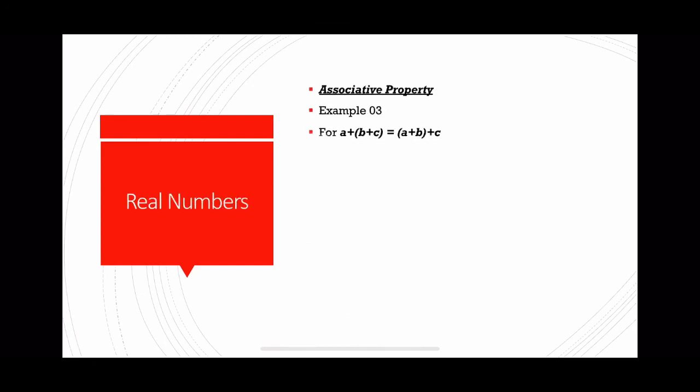For example number 3, we have 4 plus (5 plus 7) is equal to (4 plus 5) plus 7, where a is equal to 4, b is equal to 5, and c is equal to 7. So 4 plus (5 plus 7) is 12, and (4 plus 5) is 9, then plus 7, we have 16 is equal to 16.